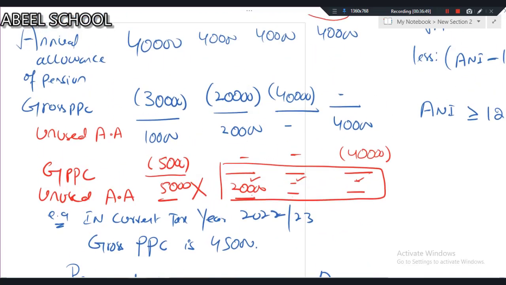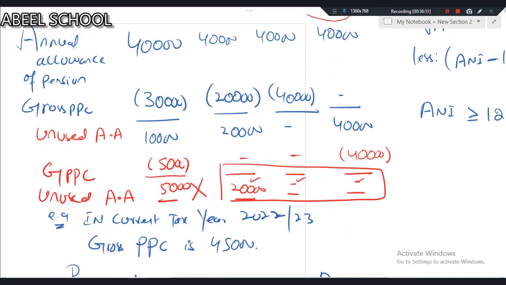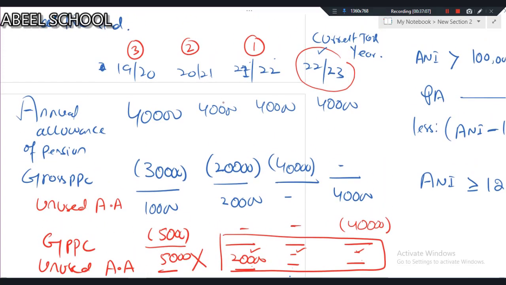So if your examiner is asking how much you can carry forward at the end of 22-23, maximum you'll be counting 3 tax years. This time you'll be counting 22-23, 21-22 and 20-21. You cannot carry forward the 19-20 unused limit at the end of 22-23, because if you count, they become 4 years, like 1, 2, 3 and 4, and maximum unused limit can be carried forward for 3 years.